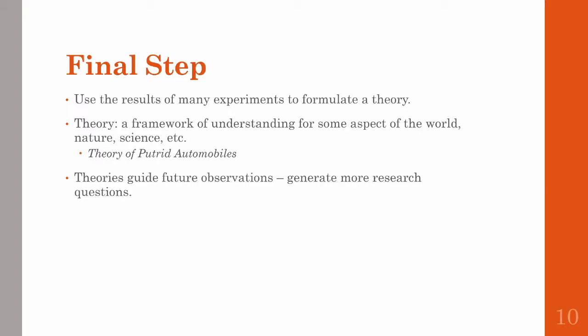And in a final step for the scientific method, we use the results of many experiments to help formulate a theory. Like before, a theory is a framework for understanding some aspect of the world. Say we ran several experiments on the smelliness of the car, we can develop a theory, or our theory, of putrid automobiles. Theories help guide future research and generate more and more research questions. So those are the steps of the scientific method.